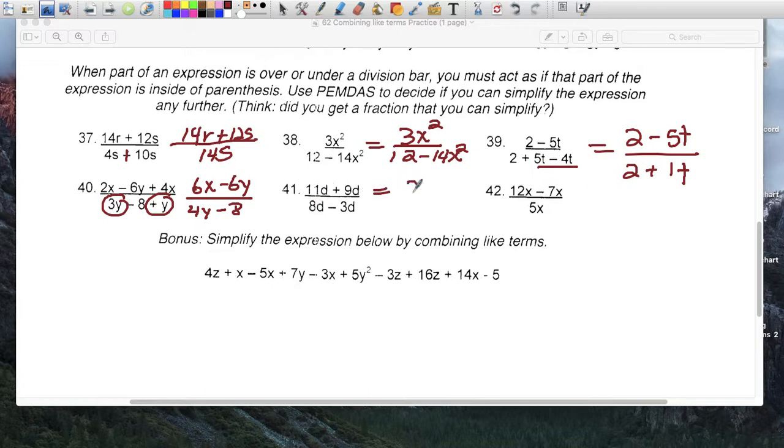11d plus 9d is 21d. And 8d minus 3d is 5d. I can cross out the d's, but that's a topic for another day. Here, 12x minus 7x equals 5x. And 5x at the bottom. And 5x over 5x is just simply 1, right? Don't worry about this section right here.